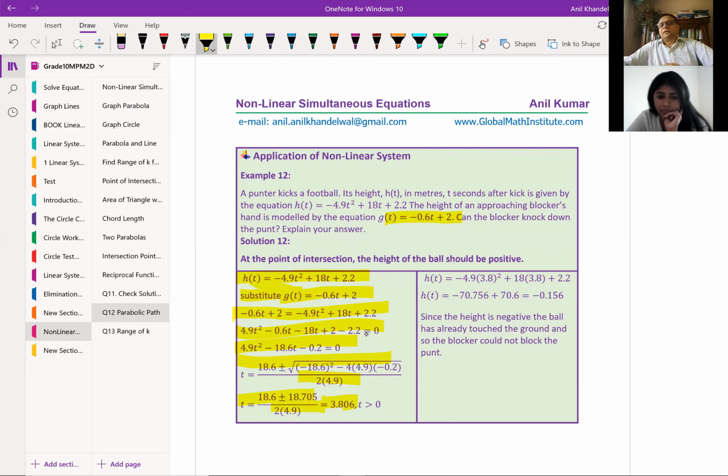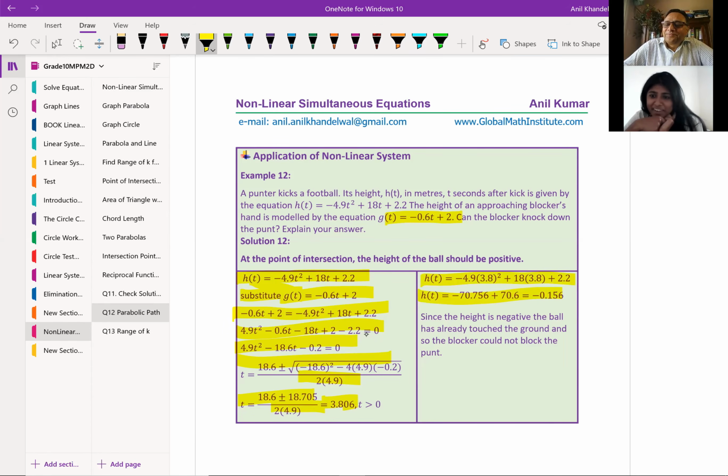Now, what is your tendency to do? You got an answer that t equals 3.80, which is of course greater than 0. What will you do after this? You substitute it into the height equation. We subbed it in, and then we got a value, which is -0.156. That means what?